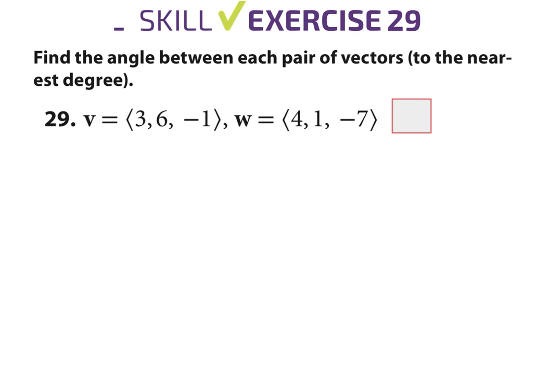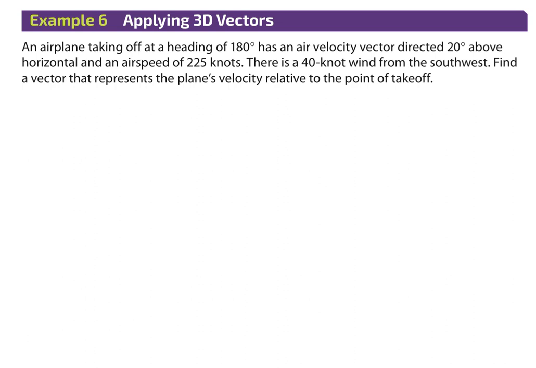All right. So it says an airplane taking off at a heading of 180 degrees has an air velocity vector directed 20 degrees above the horizontal and an airspeed of 225 knots. There's a 40-knot wind from the southwest. Find a vector that represents the plane's velocity relative to the point of takeoff.